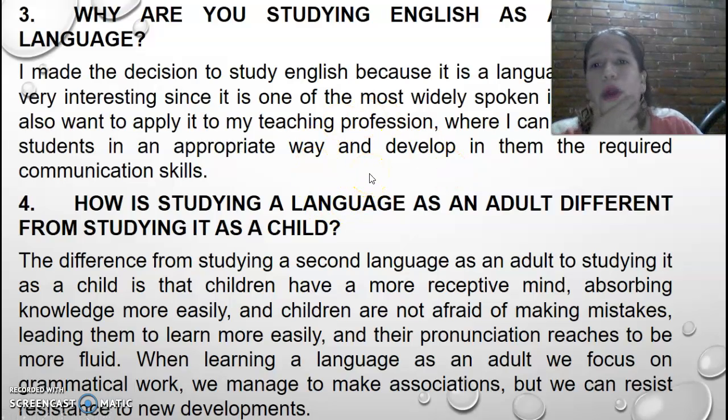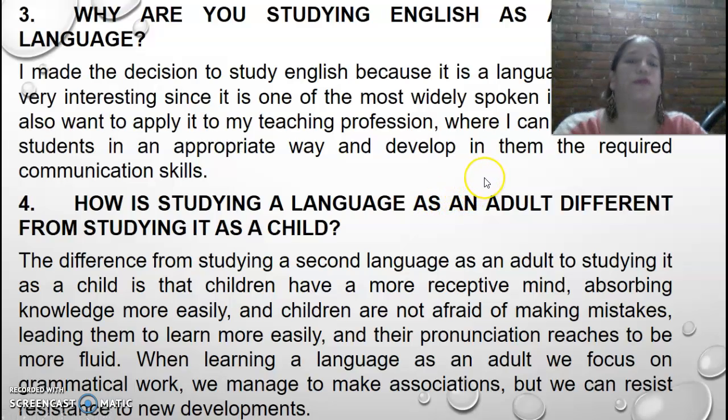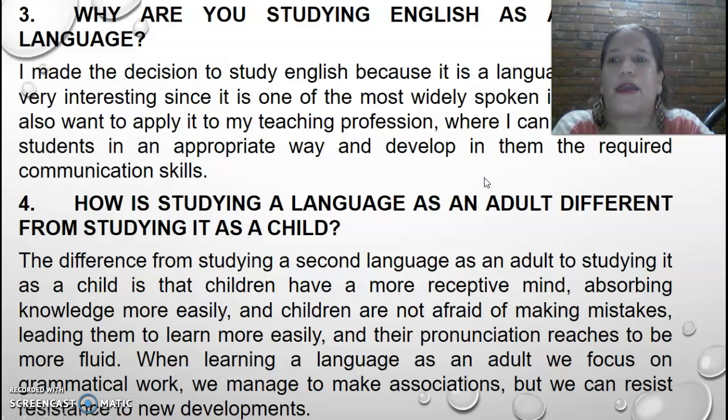3. Why are you studying English as a foreign language? I made the decision to study English because it is a language that I find very interesting since it is one of the most widely spoken in the world. I also want to apply it to my teaching profession, where I can work with my students in an appropriate way and develop their communication skills.